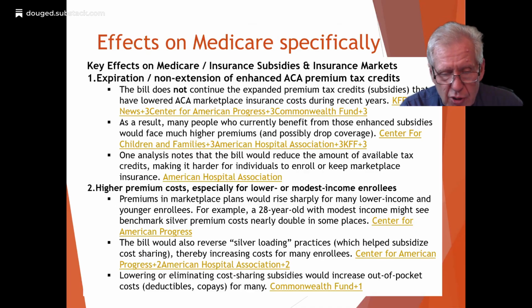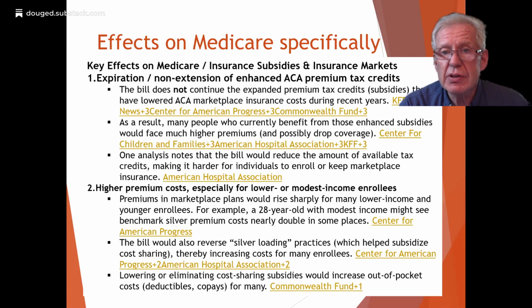Under higher premium costs, especially for low and modest income enrollees, a 28-year-old with modest income might see a benchmark silver premium cost nearly double in some places. I've read from the Kaiser Family Foundation that the average increase in health insurance premiums is expected to be 114%, more than doubling the cost of health insurance.